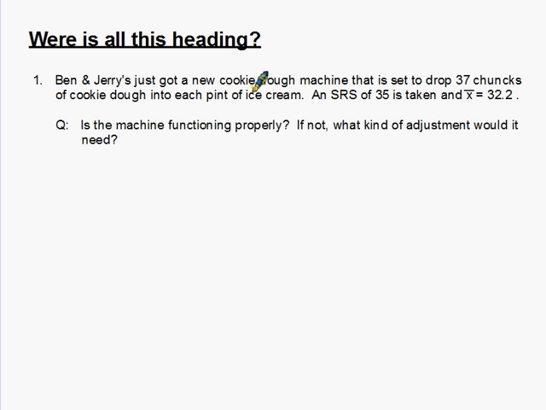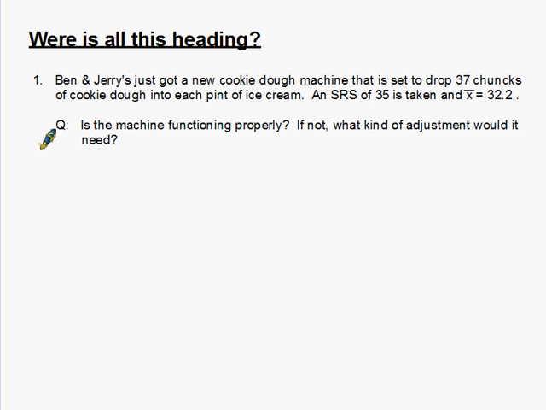All right, this is a new machine, so a simple random sample of 35 is taken to make sure that it's working properly, and the sample mean of this simple random sample turns out to be 32.2. Right? So the question is, is the machine functioning properly? If not, what kind of adjustment would it need? Now, what I'm going to ask you to do is write the answer down on a piece of paper and please hand it in to me. This is a homework question.